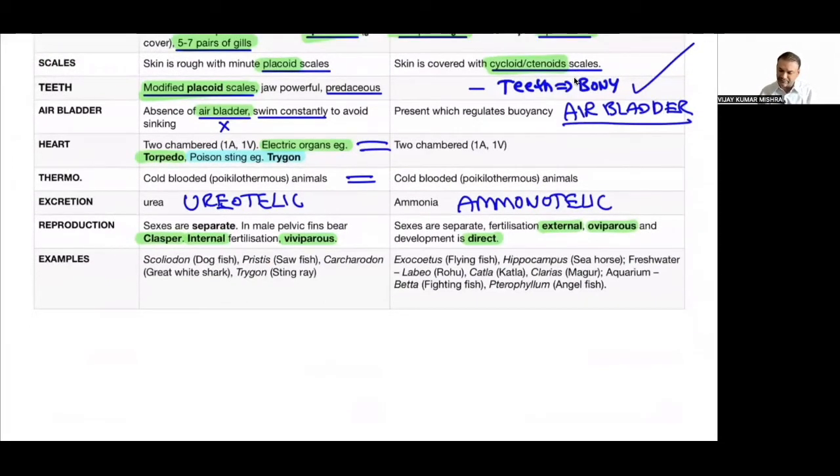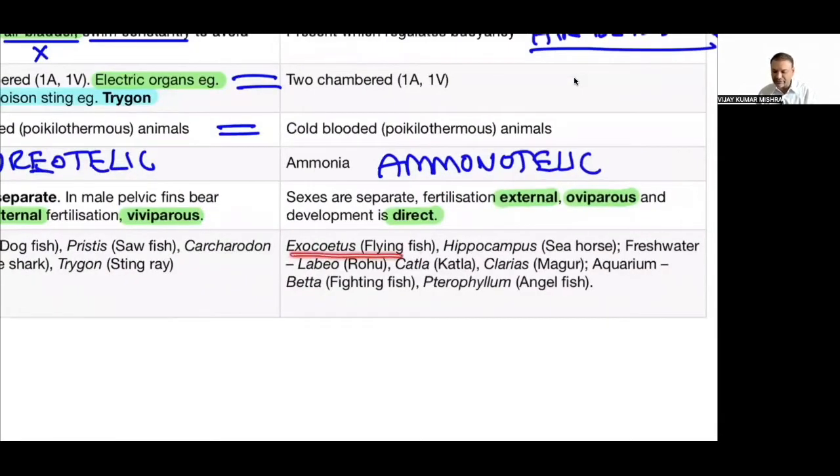And these are the examples that you must know. Development is here. Fertilization is internal, viviparous. Direct, oviparous, external fertilization. Okay, this example that you need to learn. I hope you will do it. Scoliodon, dogfish. Pristis, sawfish. Carcharodon is the great white shark. Trygon is a stingray, very, very important. Torpedo is an example which is not mentioned here, but it is present within the theory part. So you must know this, and that makes torpedo a very, very important part from the NEET point of view. Exocoetus is a flying fish.